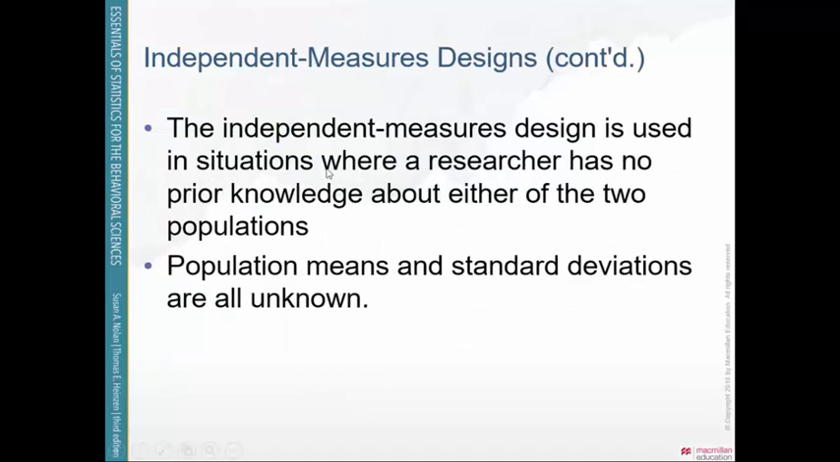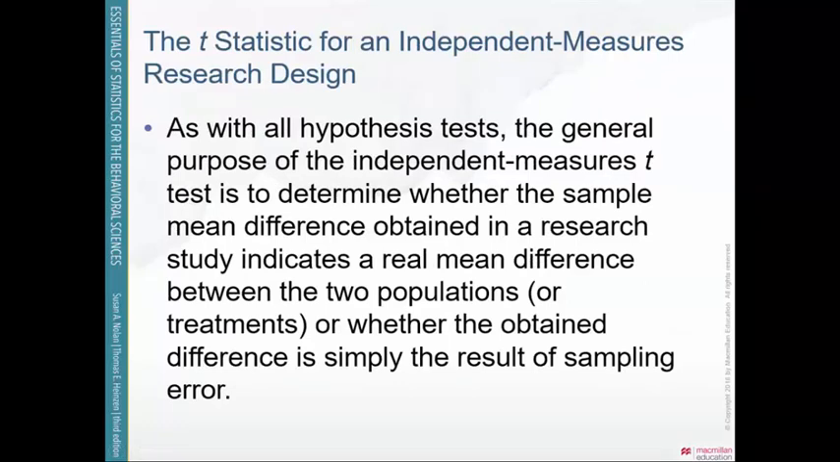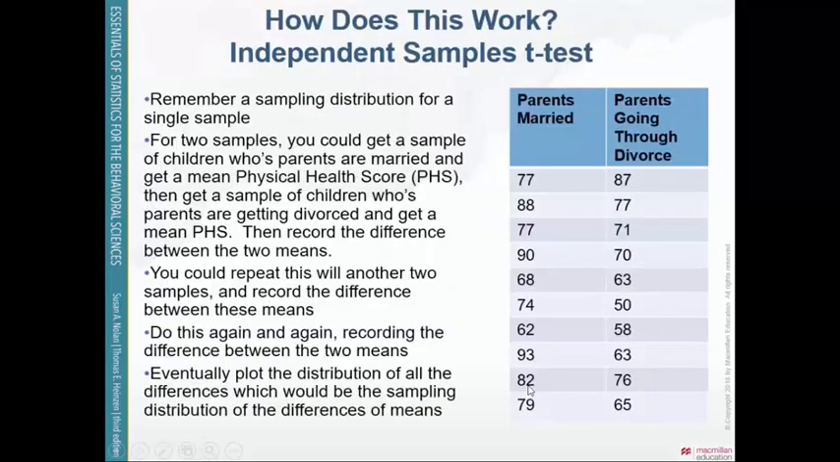So this is used when we have no knowledge about the population, so we don't know population means, we don't know population standard deviations. And as with most of our hypothesis testing, the general purpose is to determine whether the difference between the two sample means is a real difference that you think would hold up in the population, or do you think the difference we get between our two sample means is just the result of sampling error? So let's start this and see how it works.